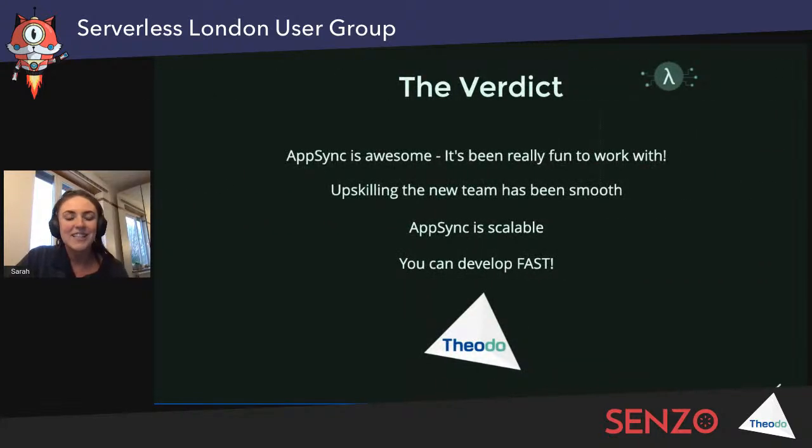And so the verdict, I think that AppSync is awesome. As you can tell, it's been really fun to work with. Upskilling the new team has been pretty smooth. It's obviously quite a big paradigm shift from using like .NET to serverless. But in general, the AppSync part of this has been quite nice. The VTLs are quite painful, but as I say, there's a bit of a get out by using Lambda, so that's quite nice. AppSync is scalable, which is great for what we needed it for, and you can develop fast.